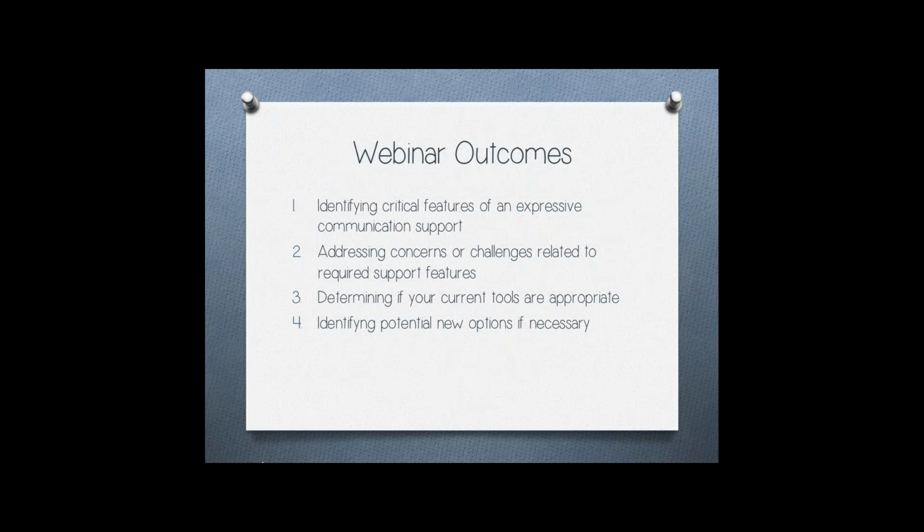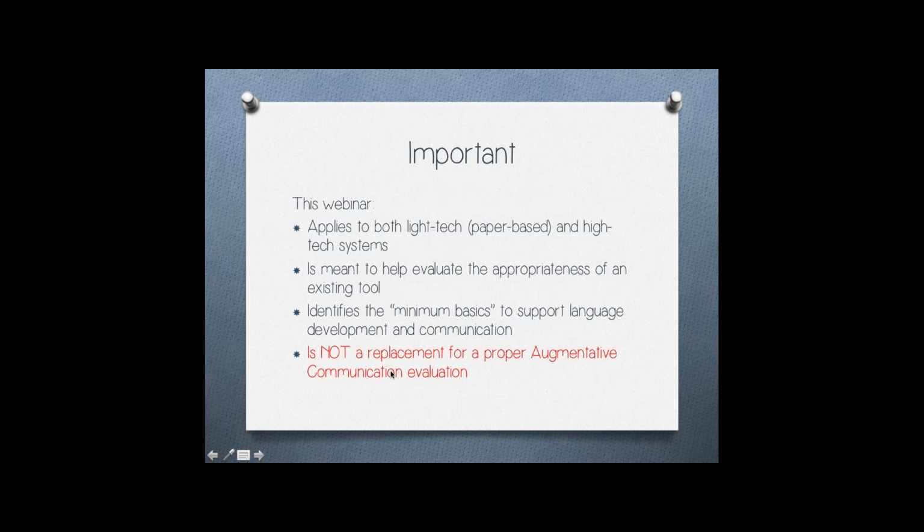I'd really like for folks, at the end of this webinar, to know whether your current tools are appropriate or not. So if you have the tool that your student or child is using, or you know what it looks like, do a little self-evaluation as we go and determine, is this tool going to measure up, or do we need to look at some other options, which is our fourth outcome: to connect you to some other ideas if the app or book or display that you're using isn't sufficient to support robust communication.